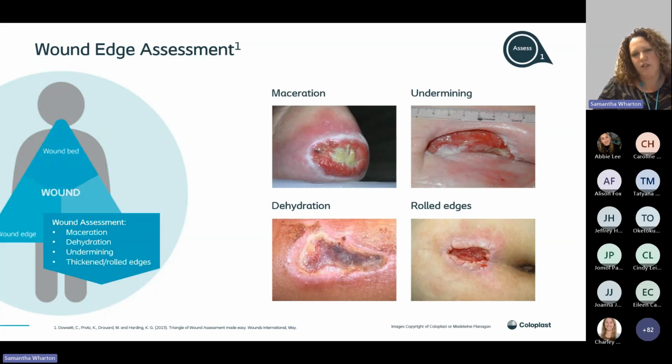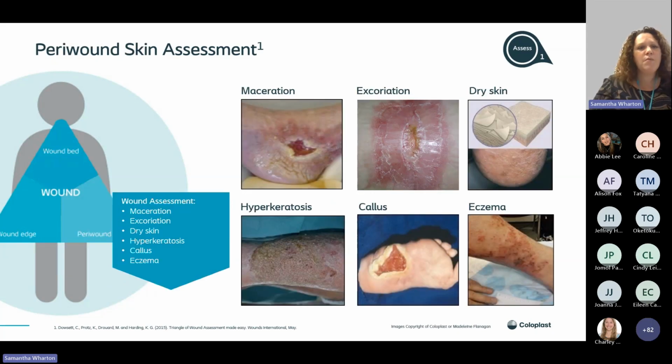And then you've got rolled edges. So again, really hard to manage the rolled edges. Once they're there, you can do sort of some refashioning and trying to really agitate those wound edges. Sometimes they'll need surgical intervention, and also just to be aware that if they're rolled edges and they're not resolving with your normal treatment, that it's often worth referring to dermatology for a biopsy, because it can be a sign of malignancy. And then we move on to that peri-wound skin assessment.